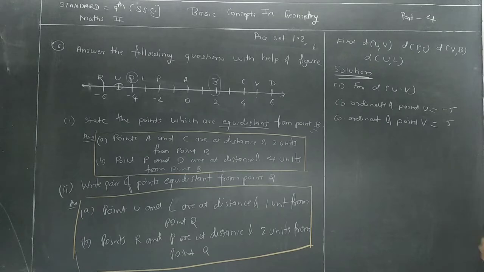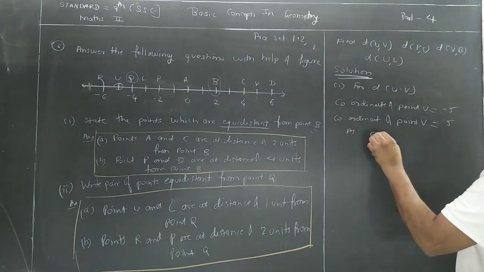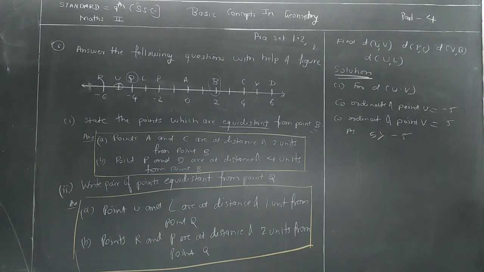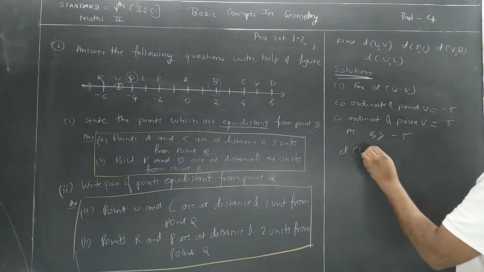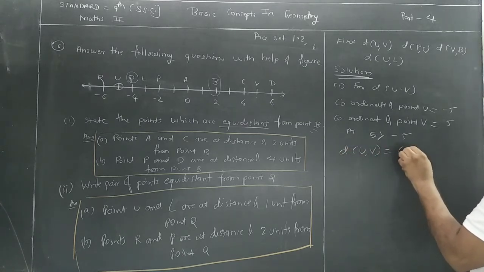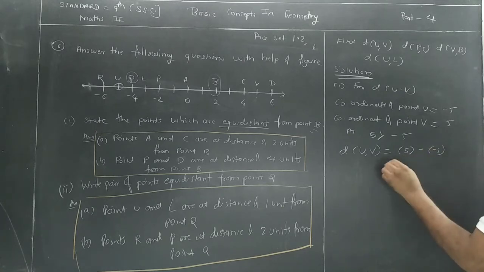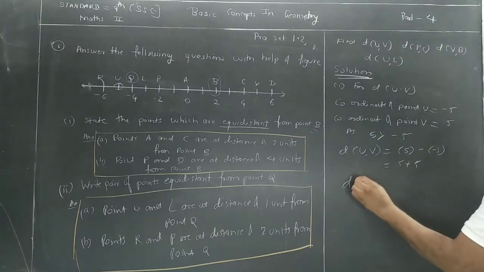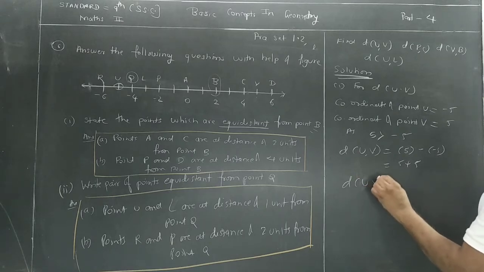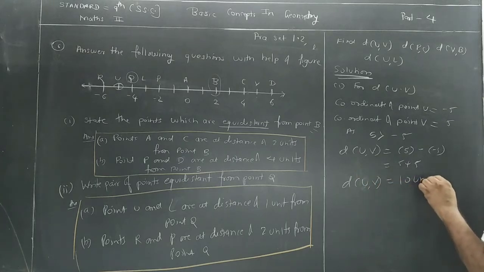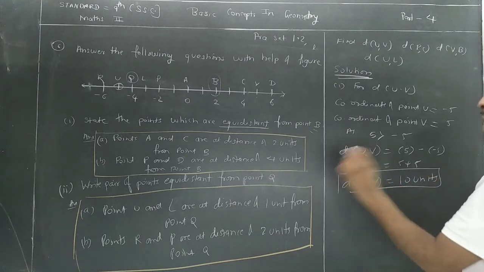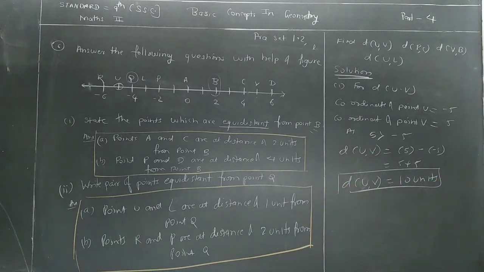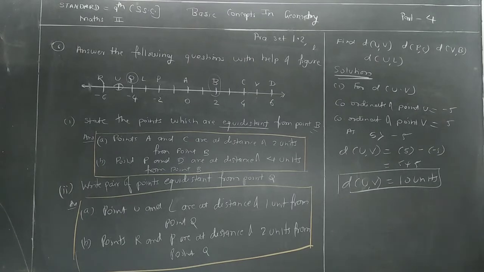Is it right? Which one is greater? As 5 is greater than -5, distance UV is equal to 5 minus -5. That is 5 plus 5. Distance UV is equal to 10 units. Have you understood this? So do one thing. Copy down up to here. We'll do the remaining 3 questions after this. First you copy down that.